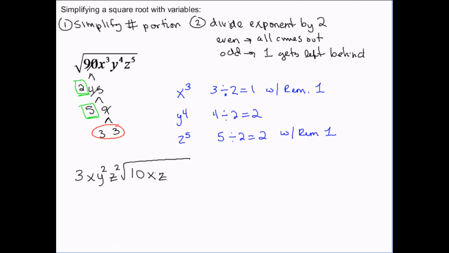So let's try another one of those. 32 r squared k to the fourth t to the fifth. So I'm going to deal with the 32 first. 2 times 16. And I know that 16 is a perfect square, so I could take the square root of it. But if you don't recognize that, you can do 2 times 8, 2 times 4, and 2 times 2. I have 2 pairs of 2's, so 2 2's are going to come out, and 1 2 is going to get left behind.